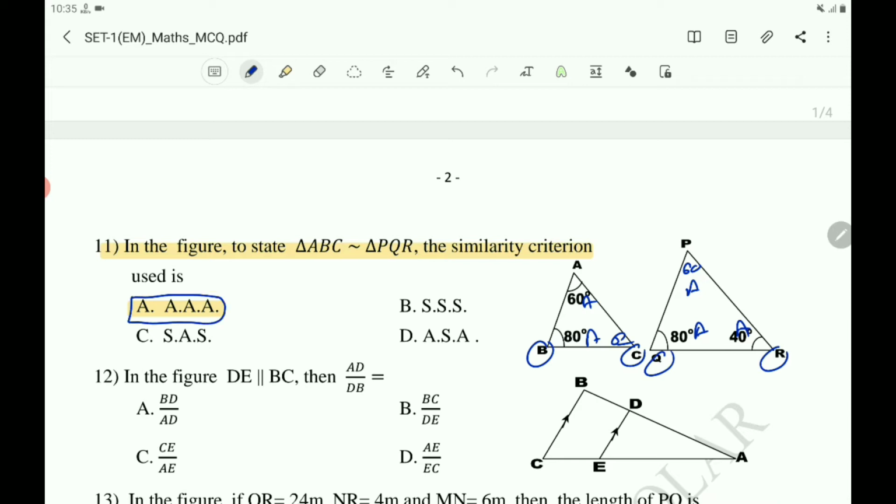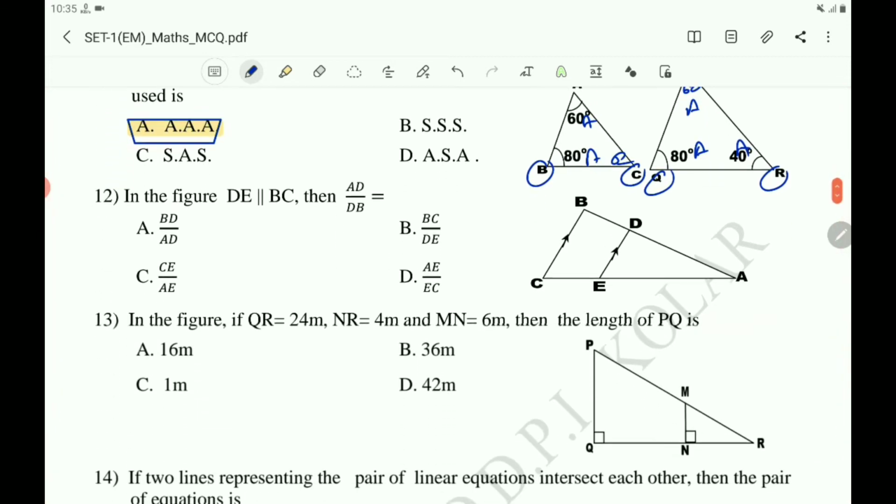Take option A. Then you take the 12th question. In the figure, DE parallel to BC, then AD by DB is. Here what is given? AD by DB is given. That must be equal to AE by CE only. And here option D is AE by CE or AE by EC. Both are the same. So you take option D as the answer.